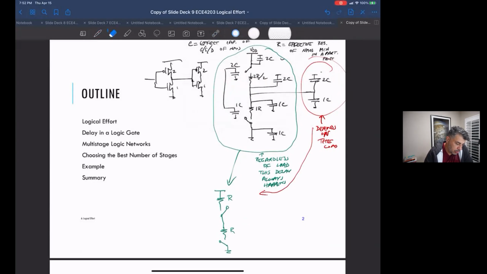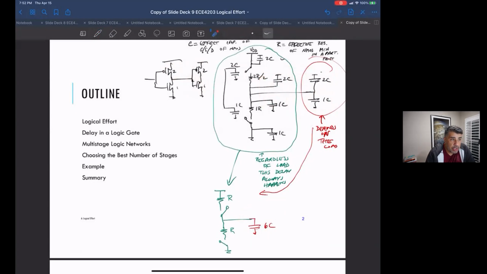So this ends up being 6C. So 2C for the PMOS drain, 1C for the NMOS drain, 2C for the PMOS gate that I'm driving, and 1C for the NMOS gate I'm driving. So this whole thing is 6C.